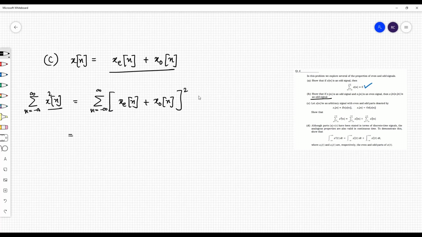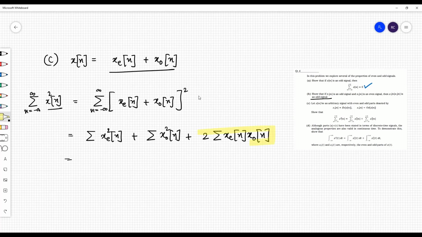Let's open this bracket, (a plus b) the whole square, right? Limits are all from minus infinity to plus infinity. I'm not writing it again here. Now, let's focus on this term for a second. We notice that this is a product of an even and an odd function. And just in the previous part, we have shown that the product of an even and an odd function is an odd function, right?